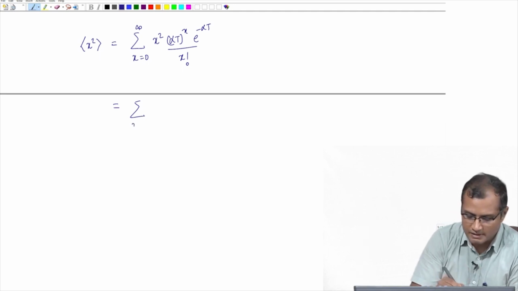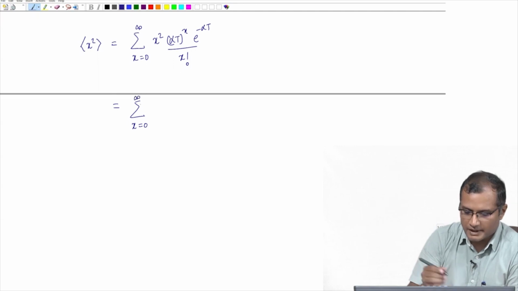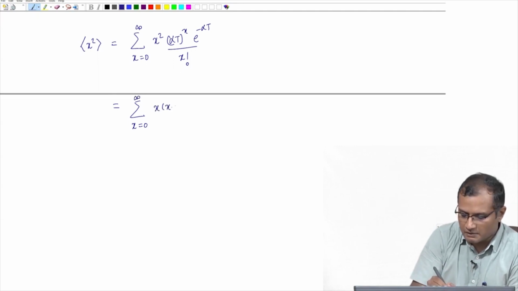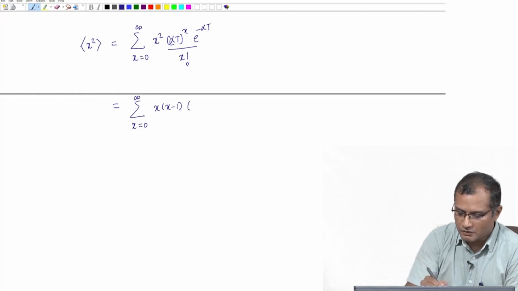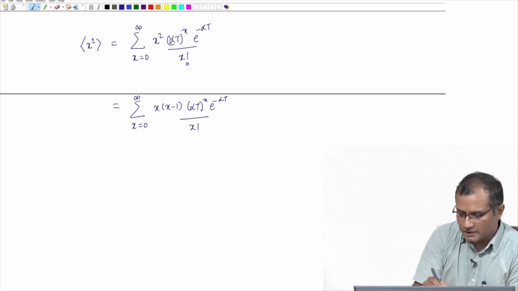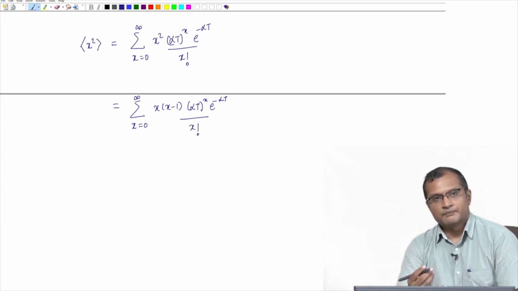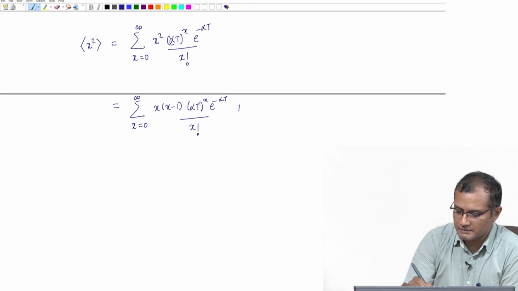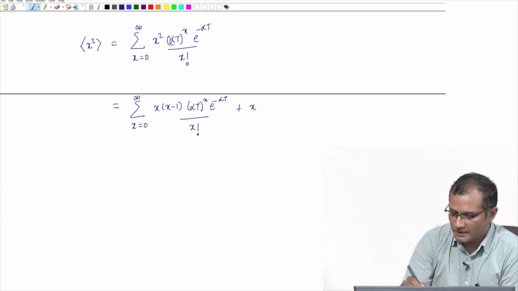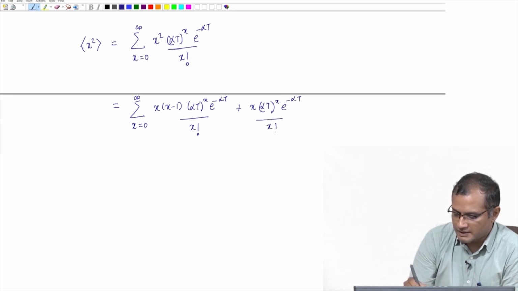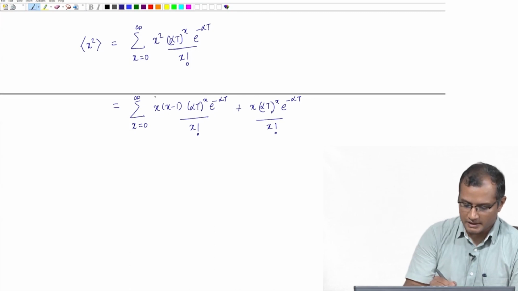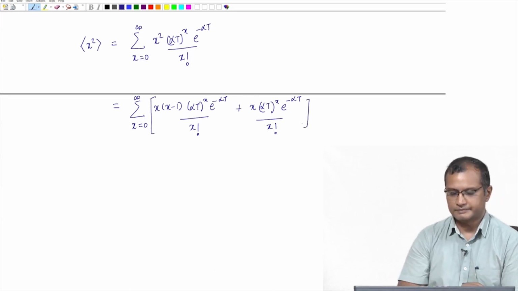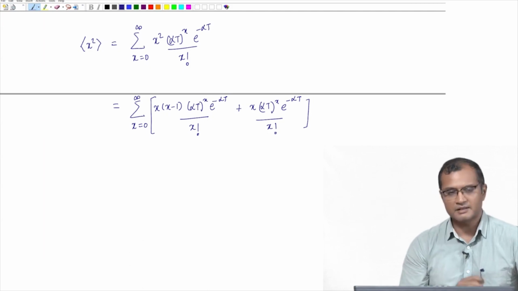So, what you can do is just write down x squared as x into x minus 1, okay, into alpha t to the power x e raised to minus alpha t over x factorial. Naturally, I have subtracted x times the whole distribution. So, I need to add something here. So, I am going to add x times alpha t to the power x e raised to minus alpha t over x factorial, and the entire thing here is under summation. I have subtracted something and I have added it back.